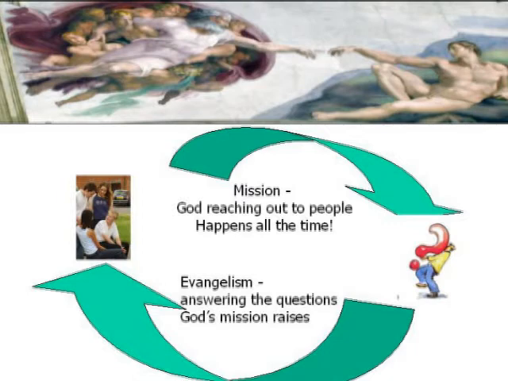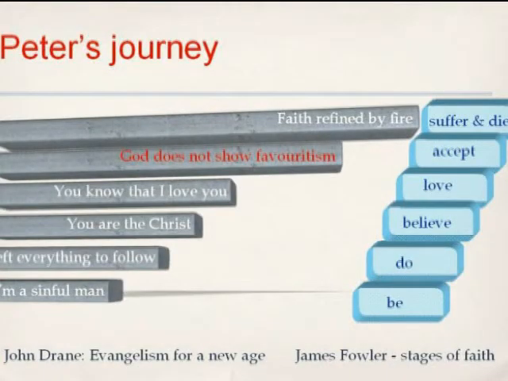And this one is quite elaborate. It was from the sermon about Peter and Cornelius, and it was to show that there are lots of stories about Peter in the New Testament and where this particular one fits in Peter's journey. And what I'm doing here is to juxtapose John Drane's account of the different stages that Peter went through with James Fowler's stages of faith. And again, it's often simpler to be able to show a visual like this and to talk it through quickly rather than just try and do it with words alone.